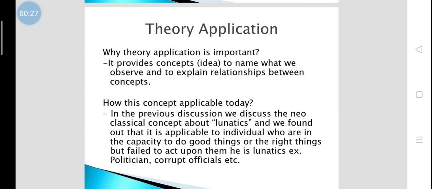In the previous discussion, we discussed the neoclassical concept about lunatics, and we found out that it is applicable to individuals who have the capacity to do good things or the right things but fail to act upon them. He is a lunatic. An example is a politician, a corrupt official, right? Before, we only gave examples from the past that lunatics are only those people who cannot distinguish right from wrong. But it seems that there is also another definition: an individual who has the capacity to do things but fails to act upon it. And the best example there is the politician.